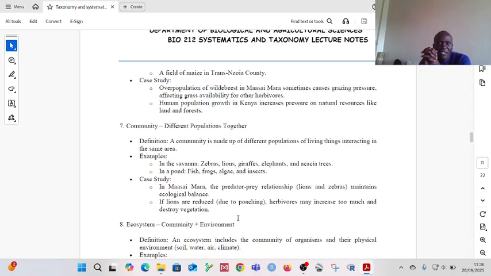Now, when you take that community and you look at the immediate environment of that community, the physical environment, soil, water, air, climate, then together with the community, you are now looking at an ecosystem. So an ecosystem includes a community of organisms and their physical environment. Okay.